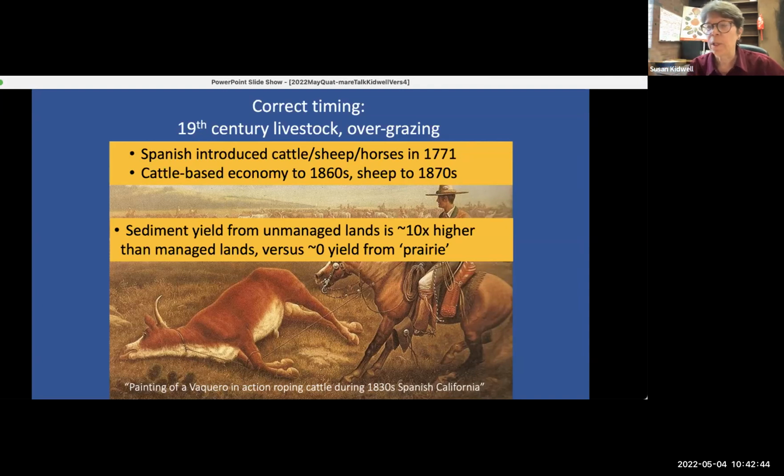And then I started looking in the agronomy literature for sediment yields and found that with unmanaged grazed lands, you have 10 times more solid sediment runoff than if you have managed herds on grazed lands, and that water that runs off of a prairie without livestock is clear, that is zero. So I threw myself into quantifying this because I figured, well, if I could quantify the number of cows, then I could calculate the quantity of mud.